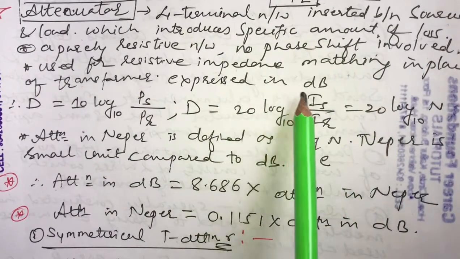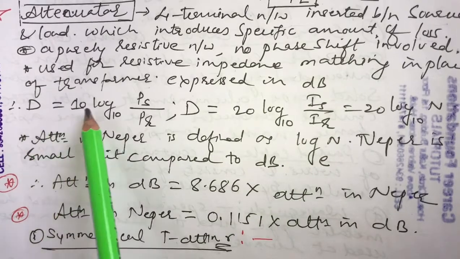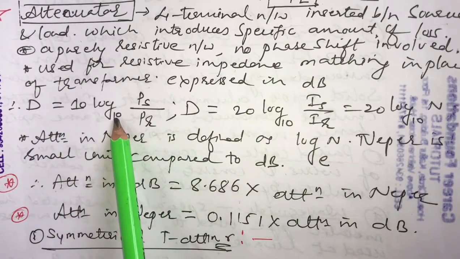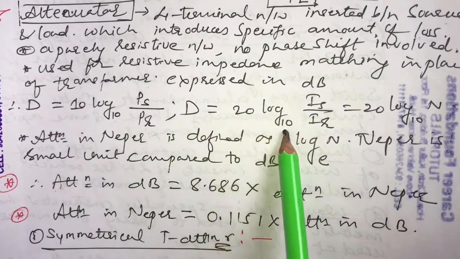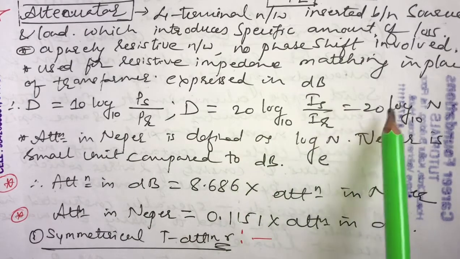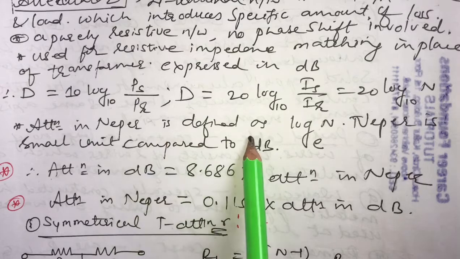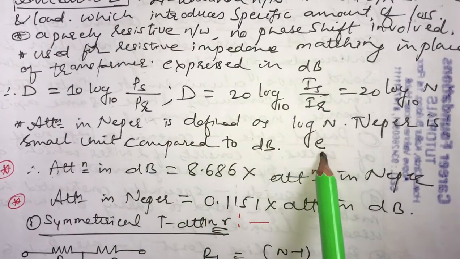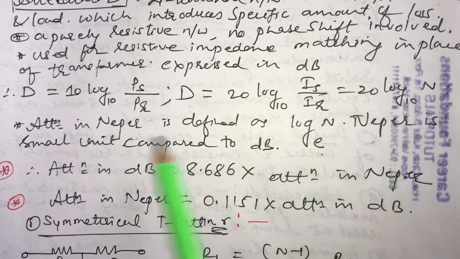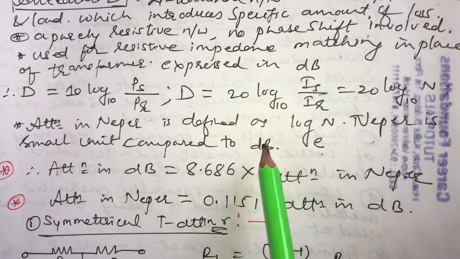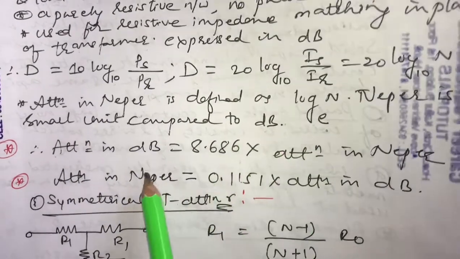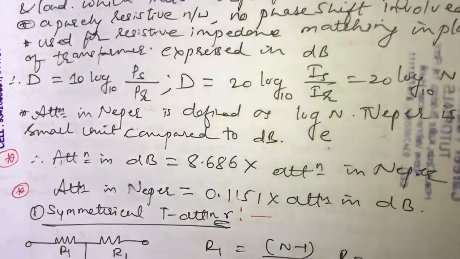And it is always expressed in decibel dB, and D is equal to 10 log of PS by PR to the base 10, or D equal to 20 log to the base 10 IS by IR, which is equal to 20 log of EN to the base 10. And attenuation in Napier can also be defined as log of n to the base e, and Napier is a small unit compared to decibel. Decibel is a very, very small unit.